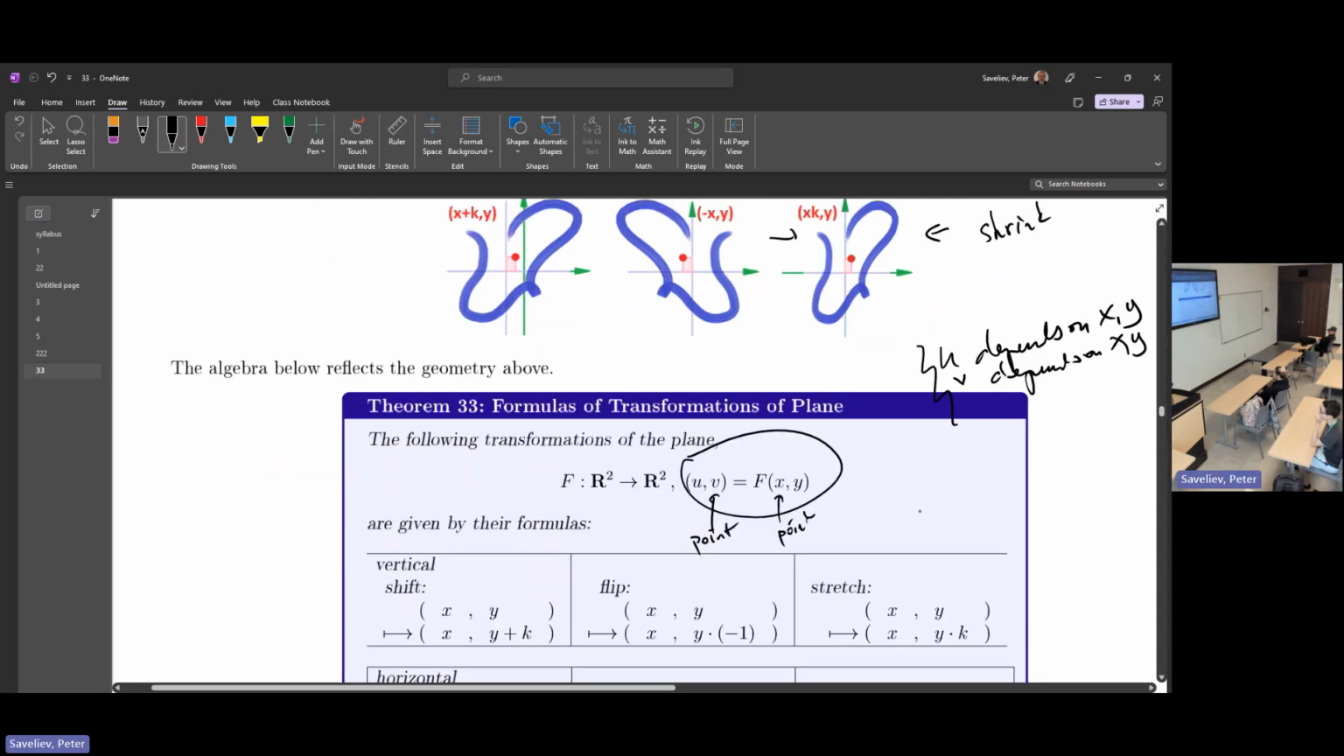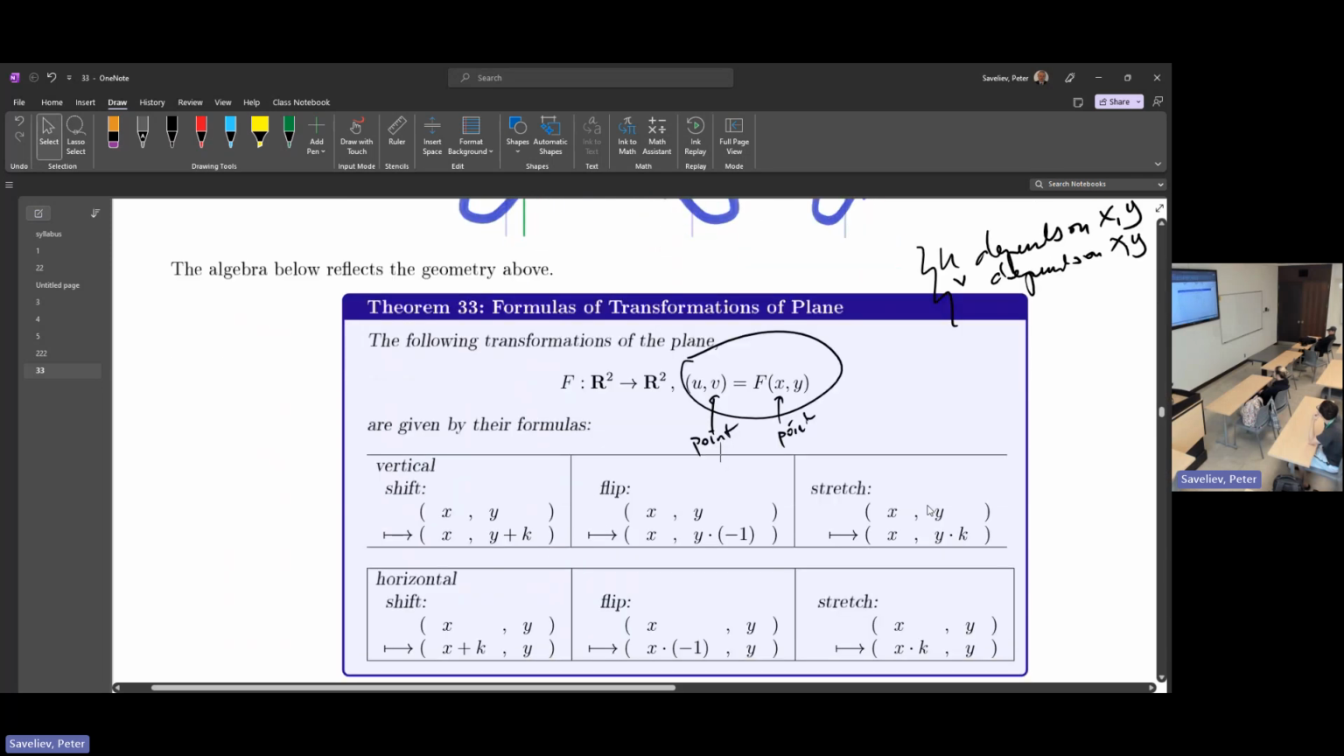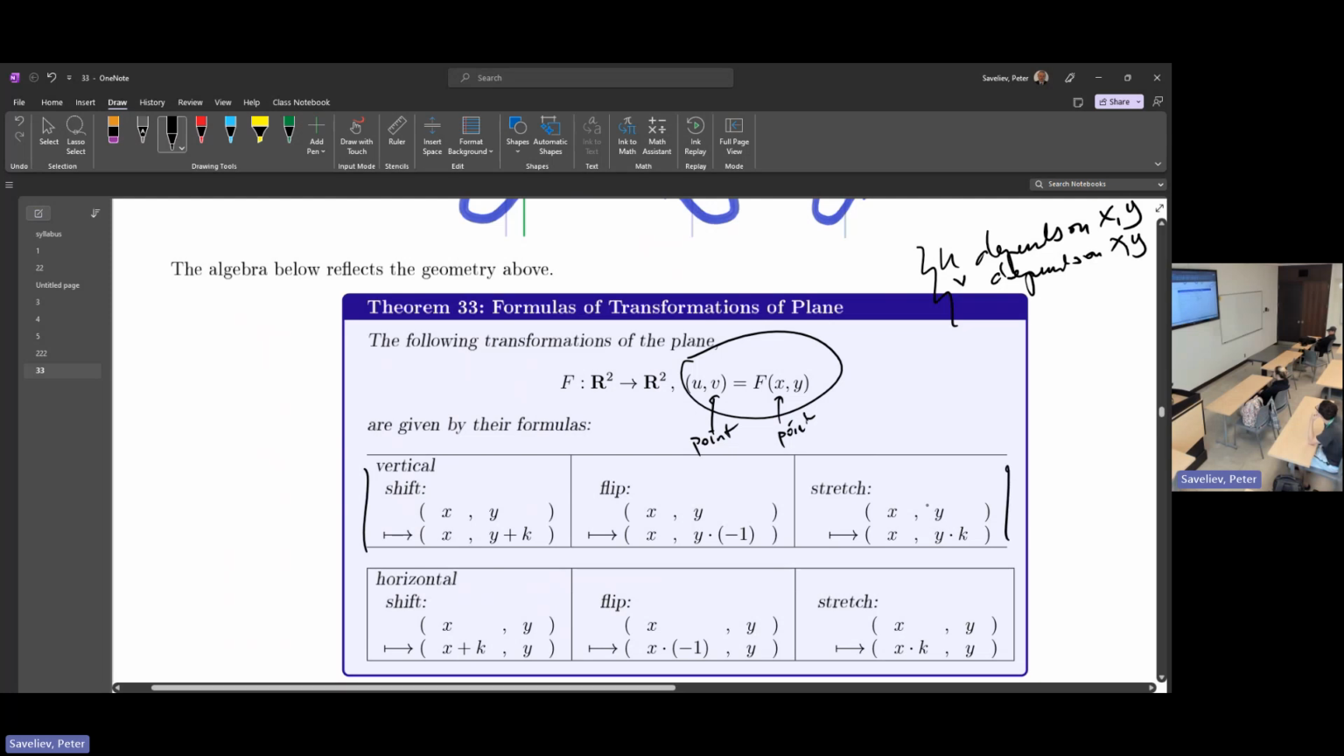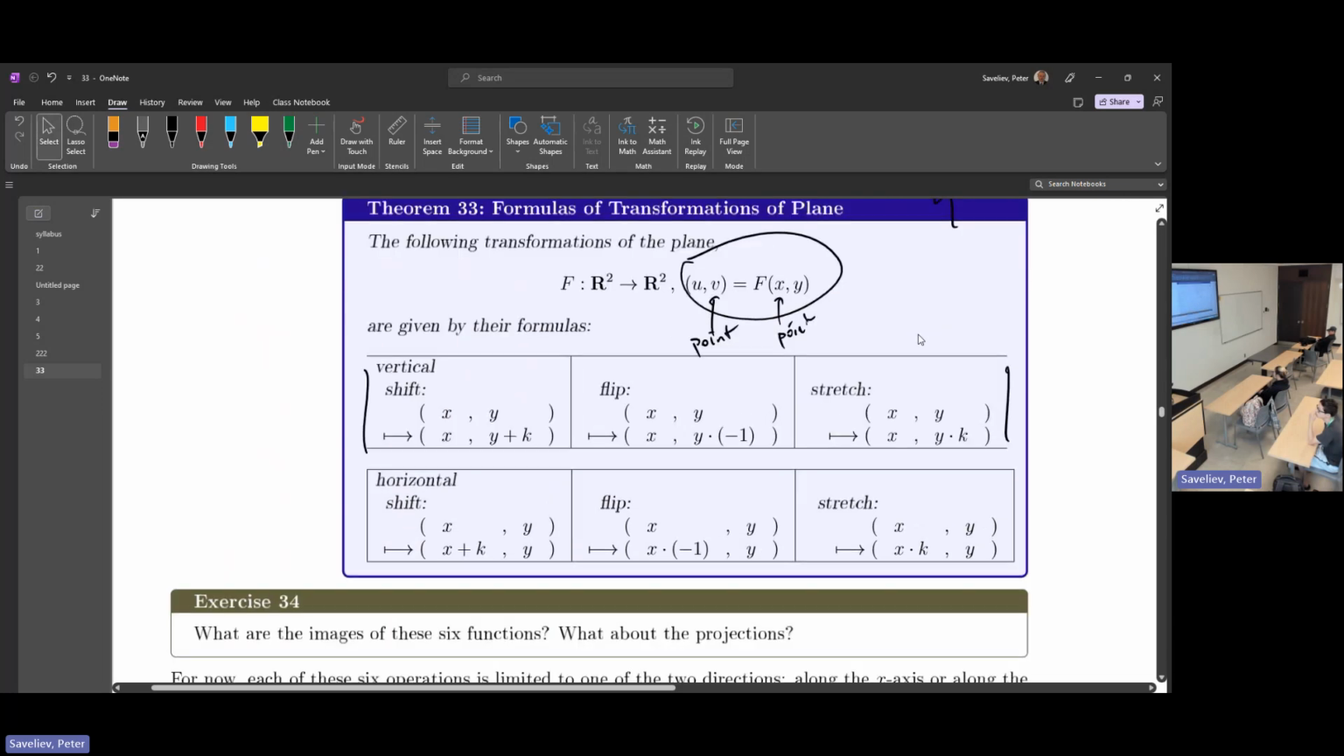Okay, so once again, these are the formulas, whether you have a name for the function or not. If it's entirely vertical, then the second coordinate is changed and the first coordinate X is unchanged. If it's horizontal, then you have the opposite: X is changing, Y is not. Okay, so these are our 6 basic transformations.